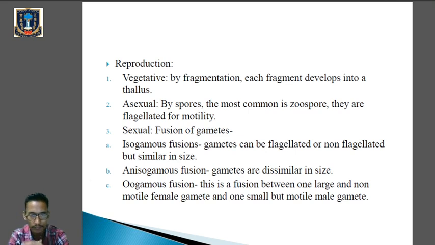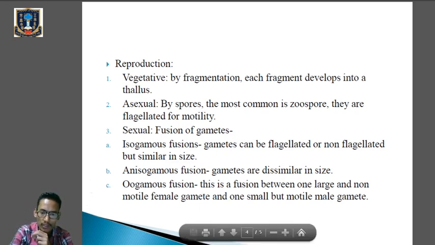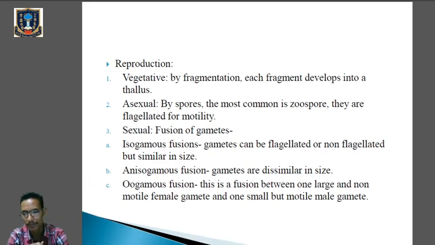Let's talk about reproduction. Reproduction in algae occurs by means of vegetative mode, asexual mode, and sexual mode. First of all, we'll learn about the vegetative mode of reproduction in algae. In the vegetative mode, the plants multiply by the help of their vegetative propagules. They don't multiply here by the formation of gametes or by the fusion of gametes.